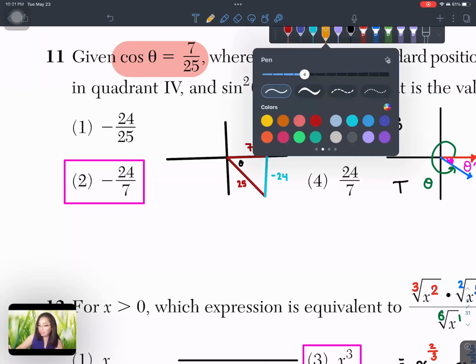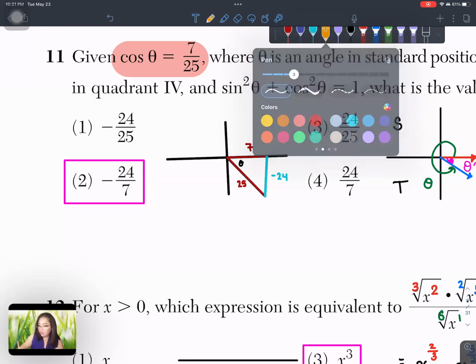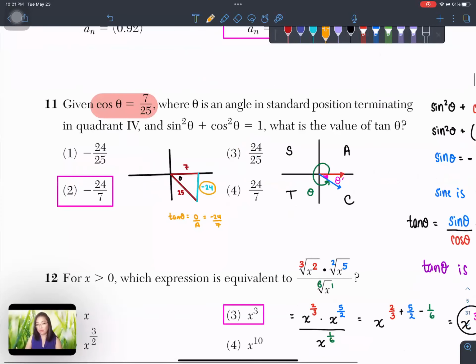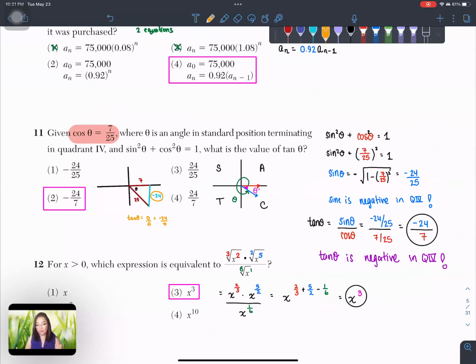So technically, the tangent of theta is opposite over adjacent. And the opposite length is your negative 24 over 7. So you can do it that way if that works out for you much better than what I did. I mean, mine requires a little bit more work, but that also works too.